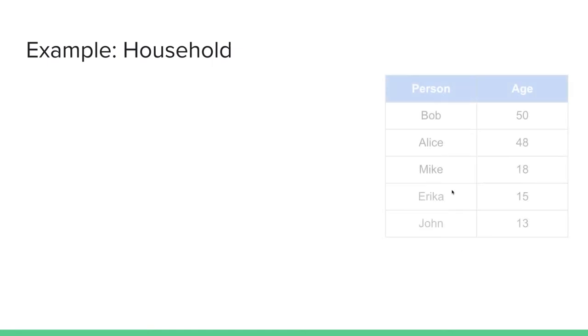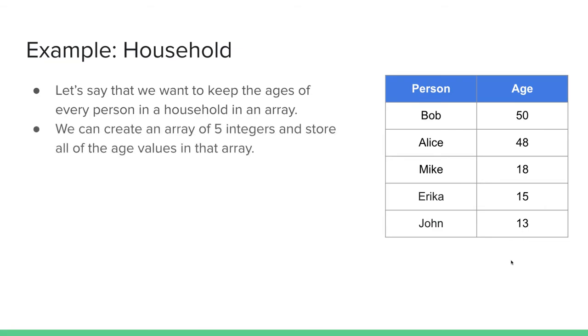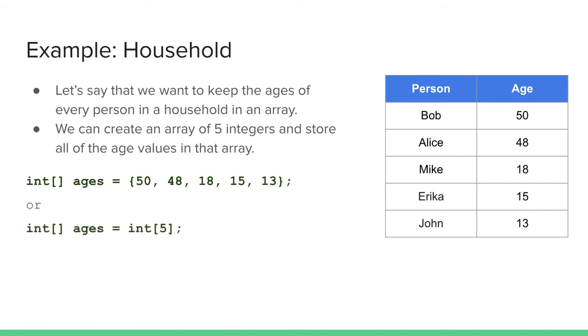So let's look at an example. Let's say that we want to keep the ages of every person in a household in an array, and this is our data table with the names of the people living in the house and their ages. We can create an array of 5 integers and then store all the age values in that array. Here's how we could do it: int ages with curly braces 50, 48, 18, 15, and 13.